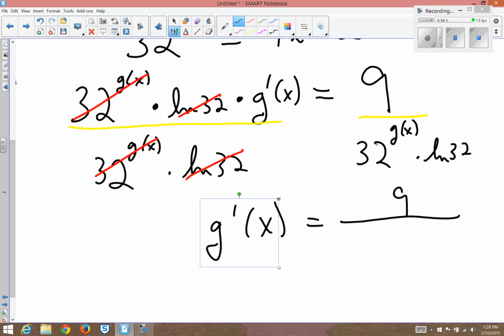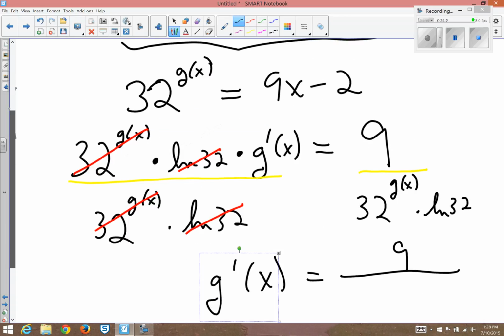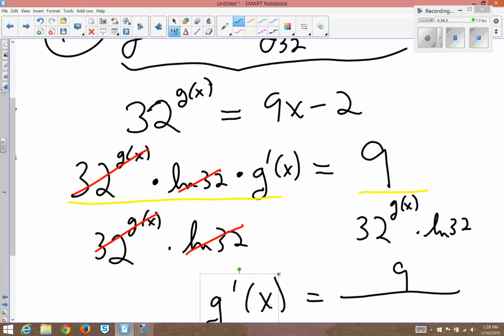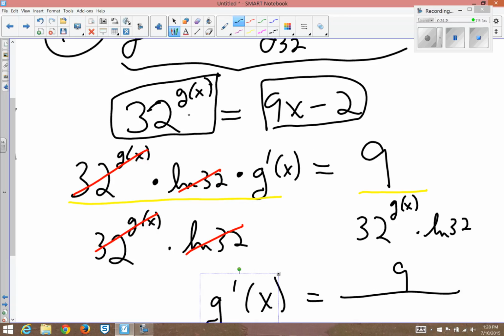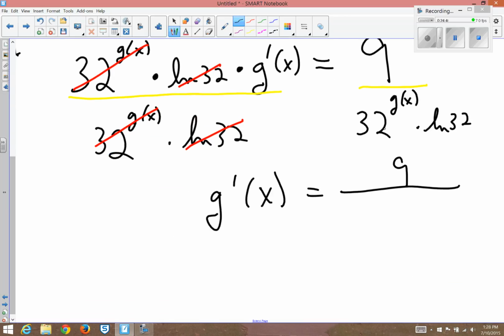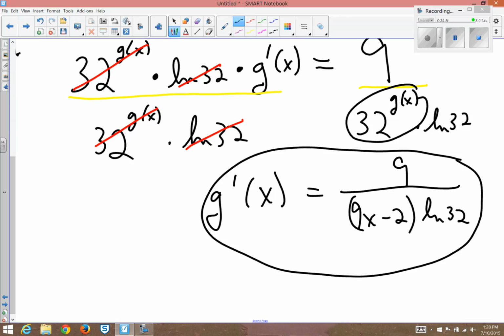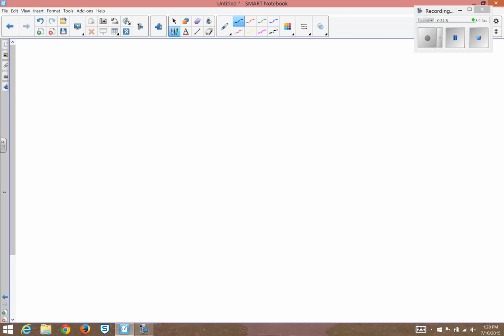Then down here, instead of writing 32 raised to the g of x, I'm going to put this there. This and 32 raised to the g of x are the same thing. They're equal to each other. So where I see 32 raised to the g of x, I can put 9x minus 2 there. So right here, instead of writing that, we write 9x minus 2 in parentheses. And that natural log of 32 just gets brought down, and we're done. I'm going to do one more, and then this video will be done.